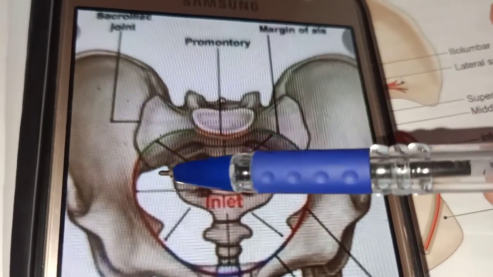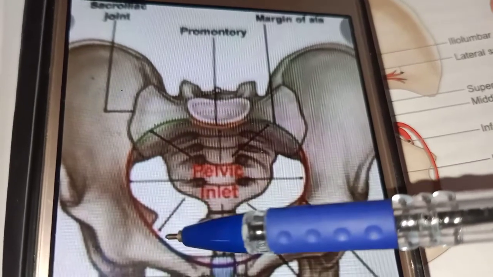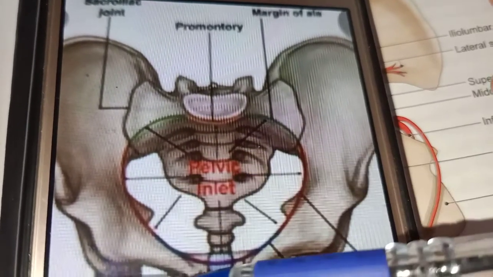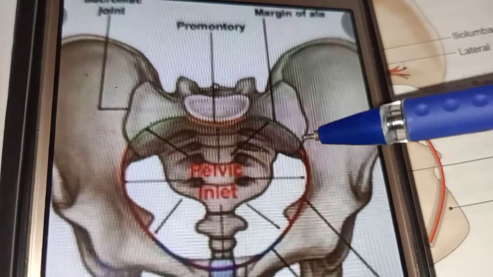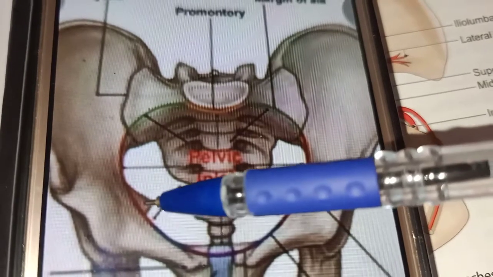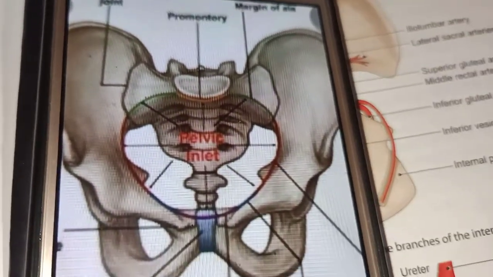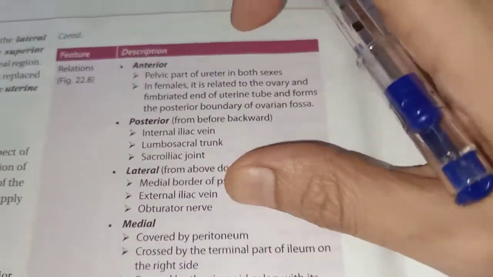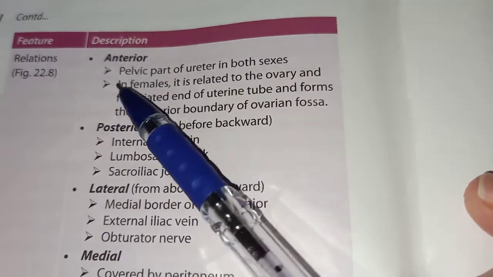The internal iliac will descend down up to the greater sciatic foramen, up to the greater sciatic notch, and here it will divide into anterior and posterior trunk. So up to the greater sciatic notch it will go, and then it will divide into anterior and posterior trunk. This is the course of the internal iliac artery. Okay. Now we'll go to the relations of the artery.